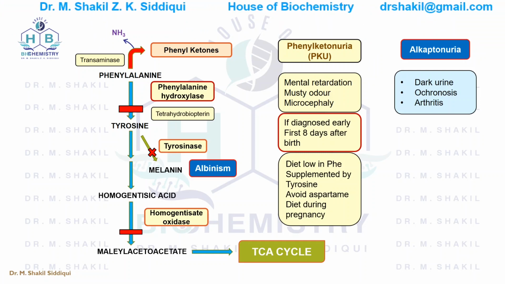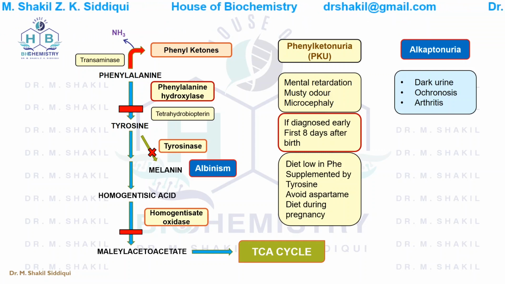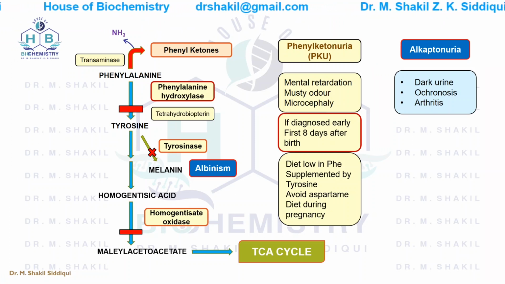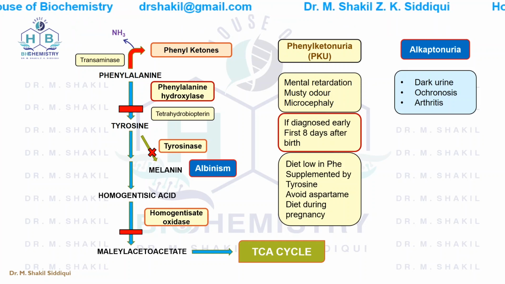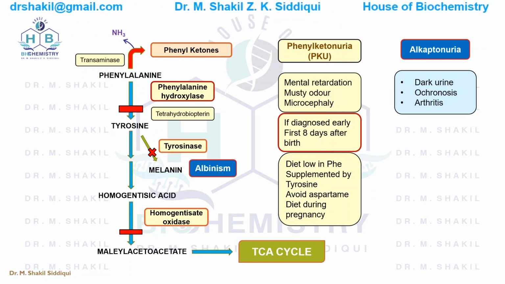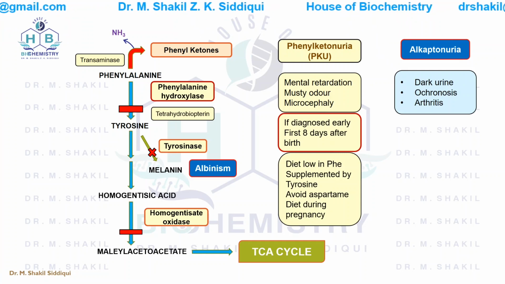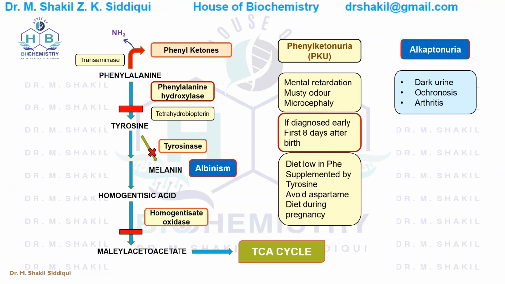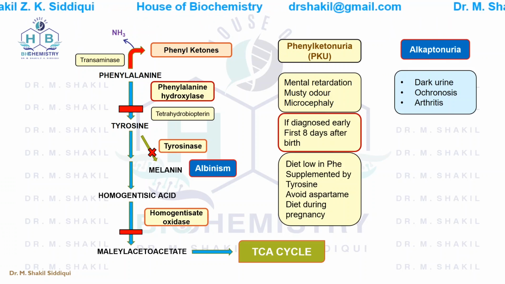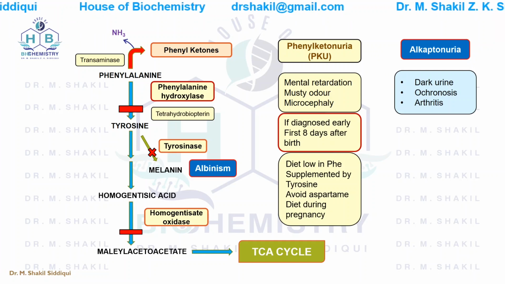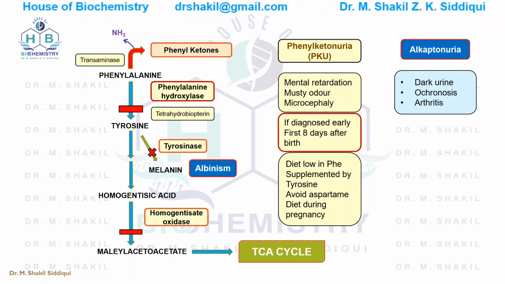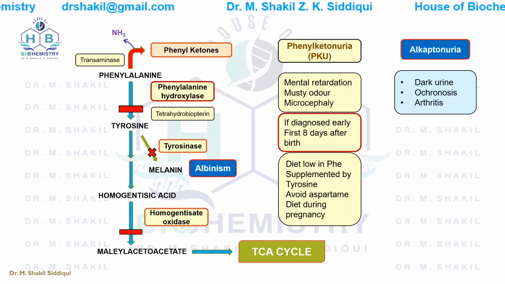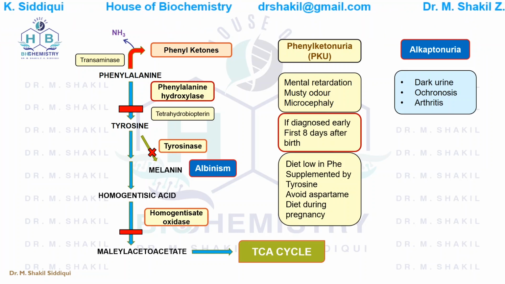Now regarding the treatment, there is no specific treatment. The patient is advised to take low protein, that is, protein intake will be minimal, and phenylalanine should be less than 500 milligrams per day. This is the recommended dose because you cannot stop phenylalanine. It is an essential amino acid, so it is a must that it is required in the diet. Otherwise, that may cause problems.